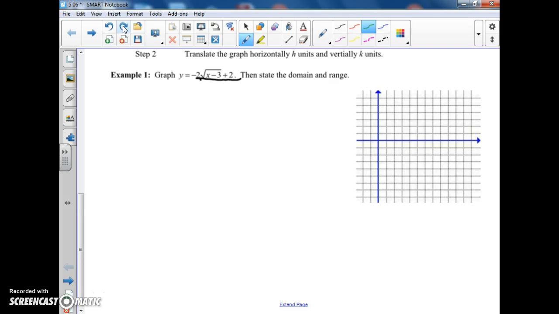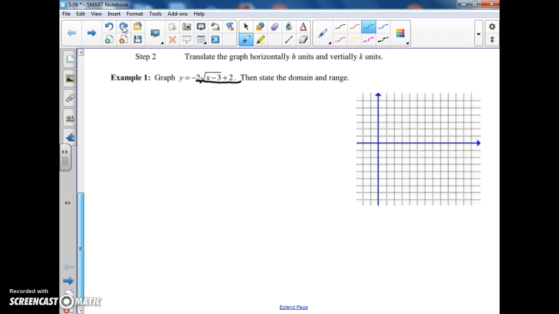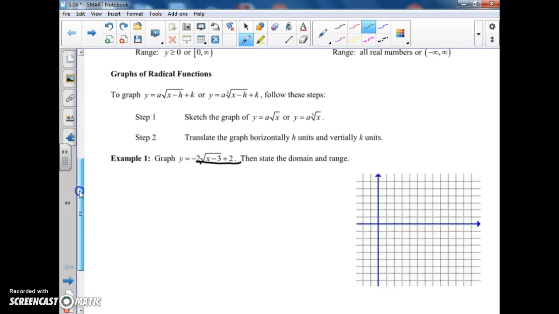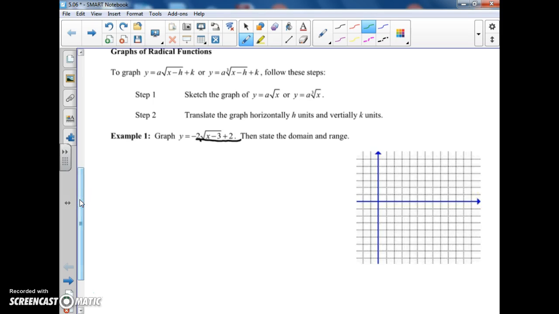You know how to do this. It's like what you did with quadratics. How far, the starting point, right? The starting point it has, right here, what we call the initial point, okay? Where this thing starts, okay? How far are you going to move it for this problem? Okay, over right, how far? 3 right and up 2. You got it. You're going to move it 3 right and up 2.